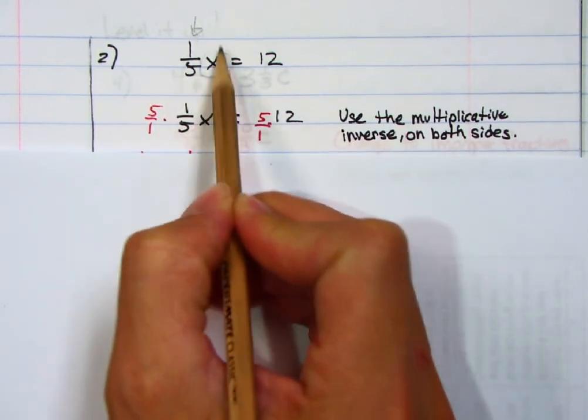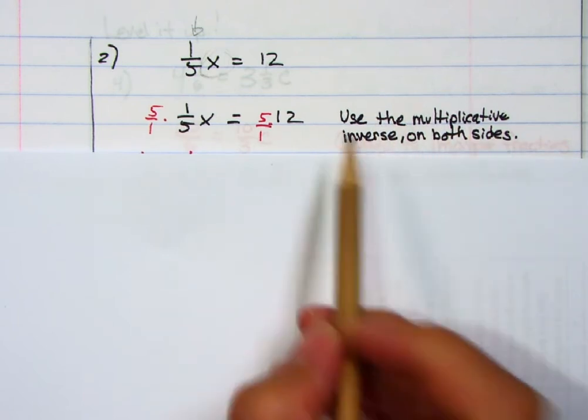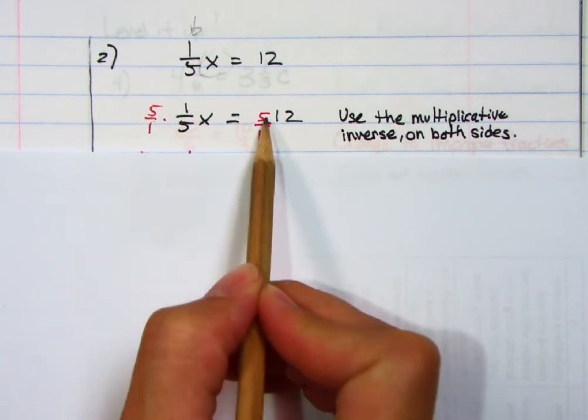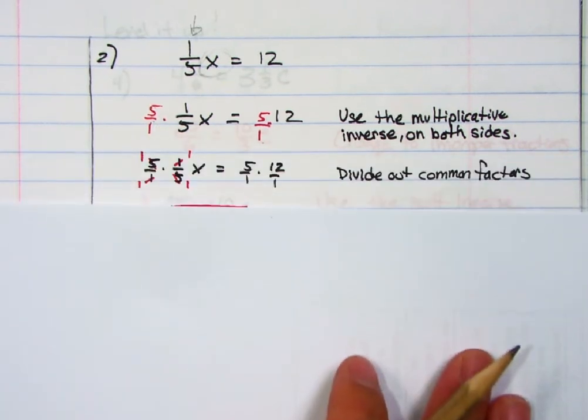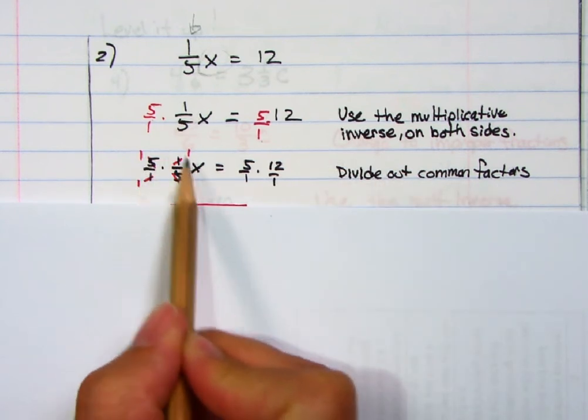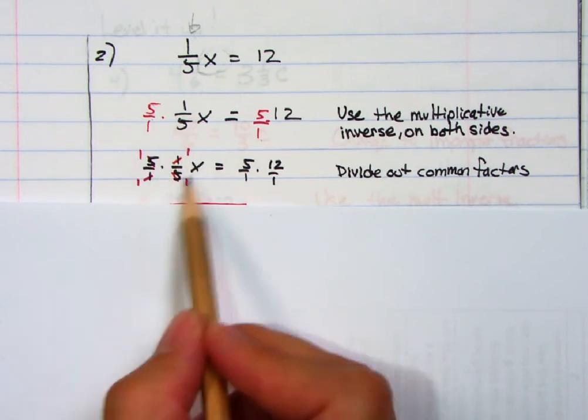I always look for my variable. It's right next to it. So first thing I do is I use a multiplicative inverse on both sides. So I flip this around, make that a 5 over 1, and multiply both by 5 over 1. I do some cross-canceling to divide out common factors. So all this turns into 1, which is my whole goal. The reason I did this is so that I get a big 1x over here.